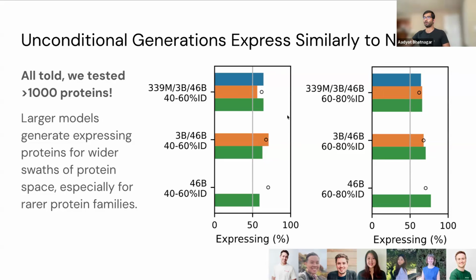However, the larger models are able to generate these expressing proteins for much wider swaths of protein space, especially, as I mentioned before, for some of these rarer protein families. And so that suggests that if you're comparing these models head to head, there may not be huge differences, but the advantages of scale really lie in the ability of these models to capture more of the overall protein distribution, especially for families that might not be super well represented.